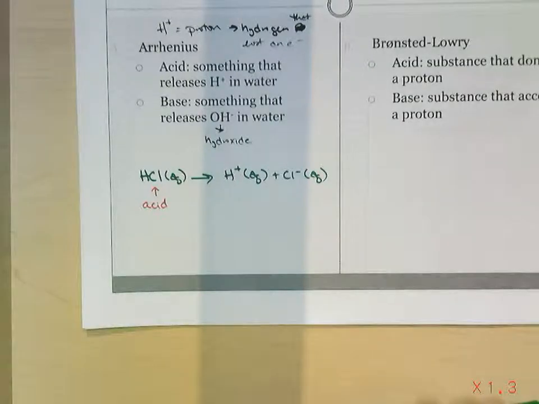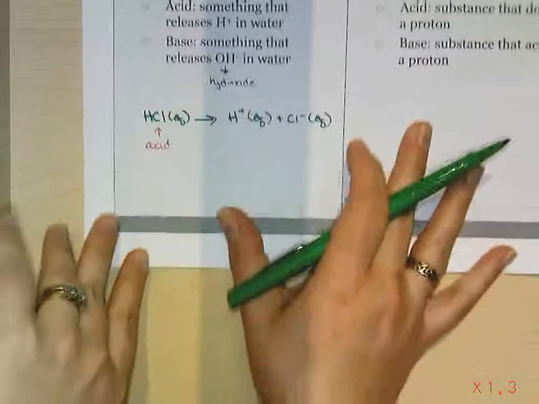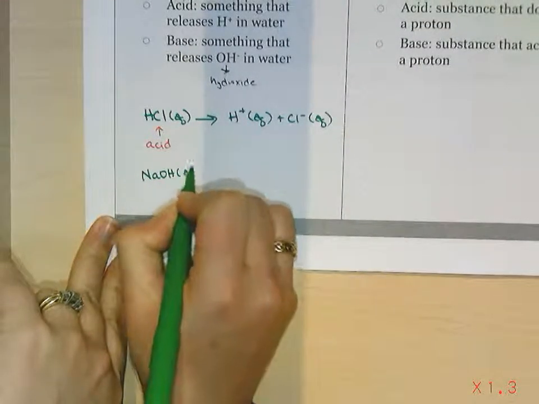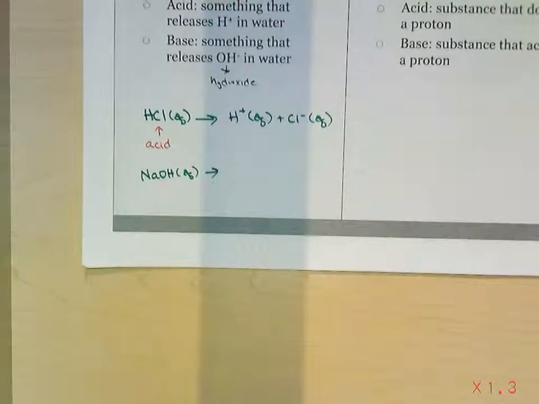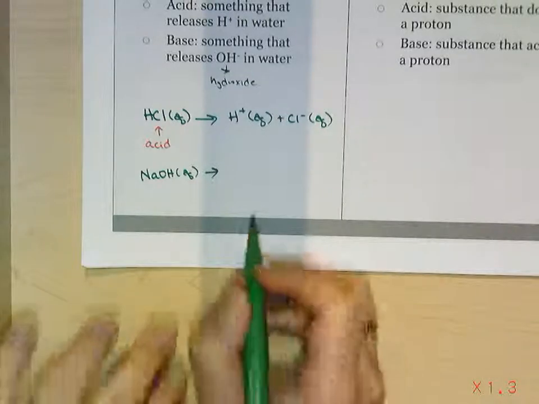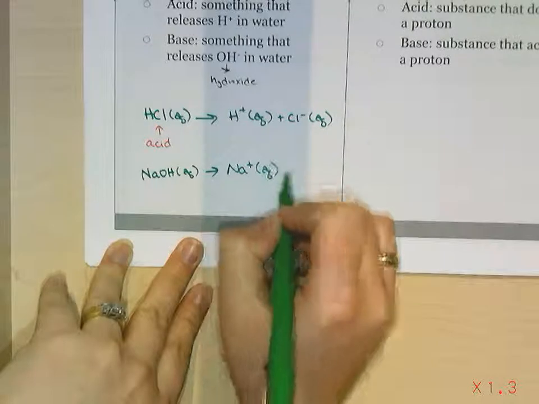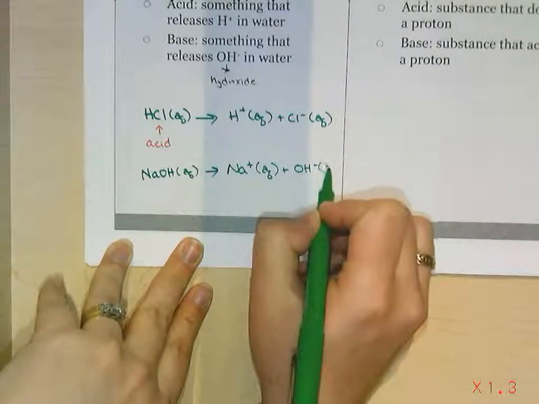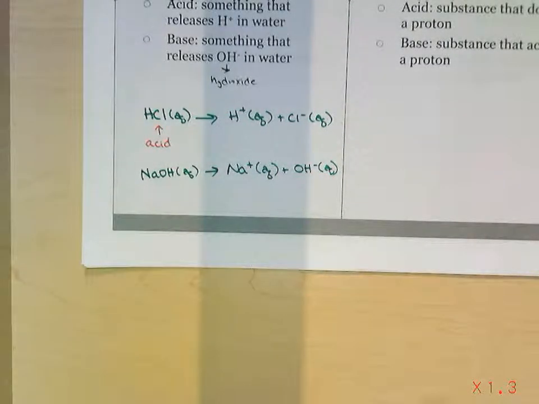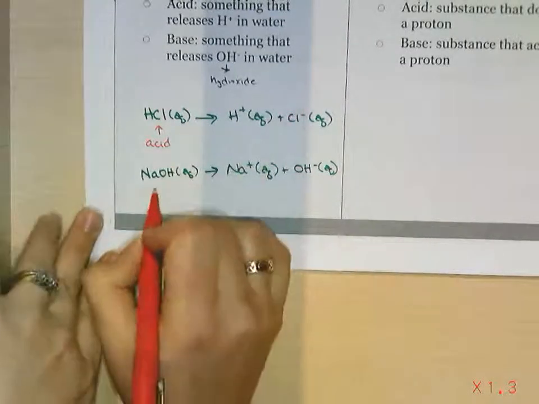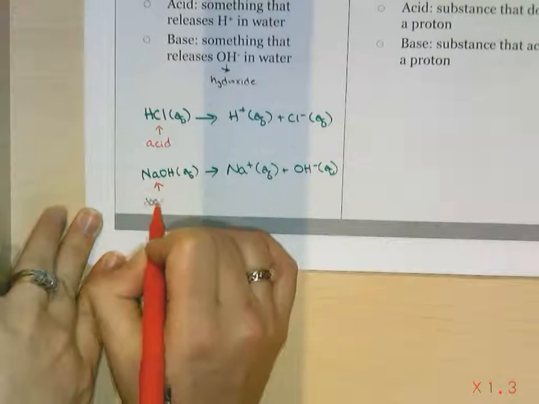All right, we could also take a look at this guy, sodium hydroxide. Again, is this ionic or molecular? Ionic, right? So we're going to break into our two ions. One of my products now is the hydroxide, which means using the Arrhenius definition, that is now a base.